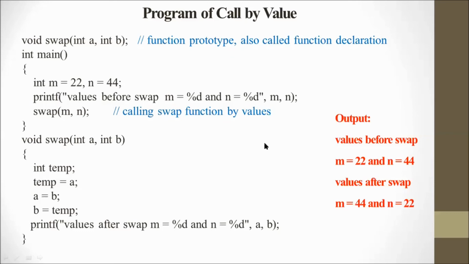First the program runs and prints the values before swap: m equal to 22, because we used 22, and n equal to 44. After the swapping function, the statement will execute to print the values after swap. Here the values are exchanged: m equal to 44 and n equal to 22.